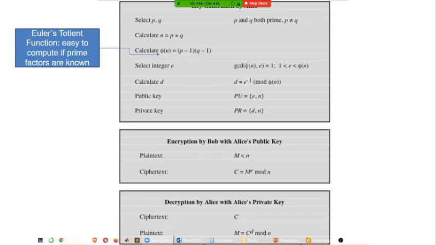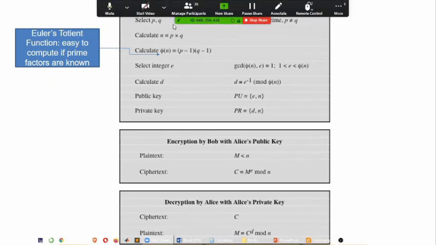But we try our best to make sure that the computation of n is such that computing its prime factors is a difficult process. Only you know the prime factors. That's why you work the other way around. You start with p and q and then compute n. Okay, I hope that answers the question.